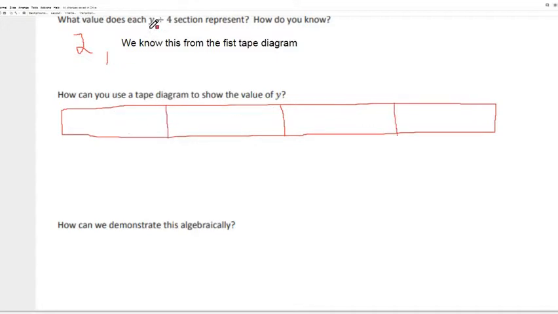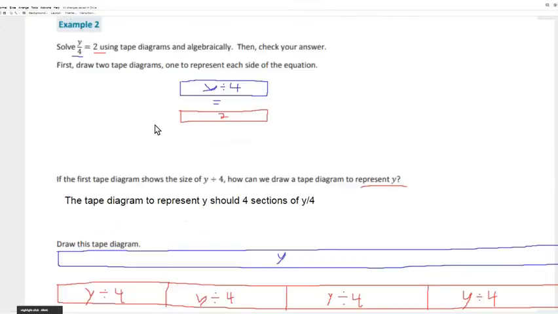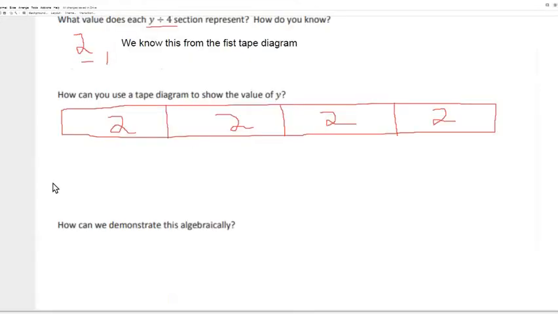If each of these y divided by 4s are represented by 2, well, then this would have to equal 2 in each of these boxes, because I'm using this equation: y divided by 4 equals 2. So here's a bunch of y divided by 4s. All of these have to equal 2, so I just plug in 2 to each of them. Okay, so now it says, so what is the value? Now we can demonstrate what the value is.